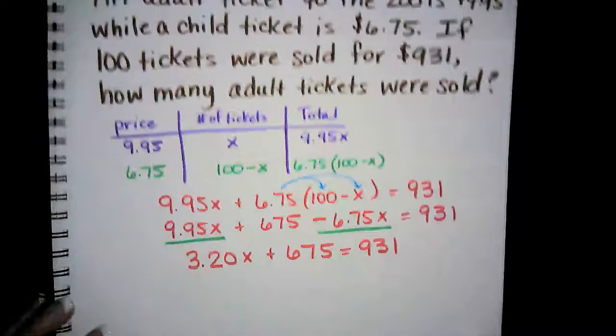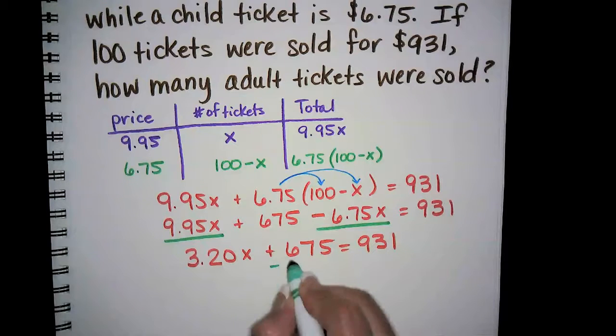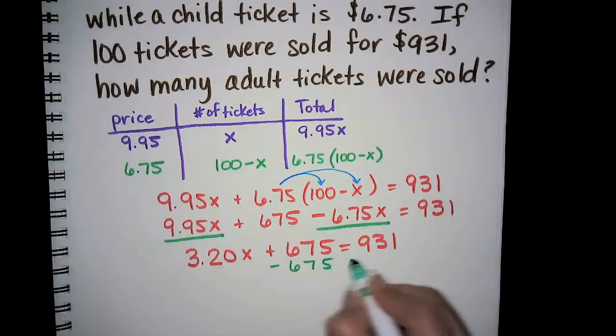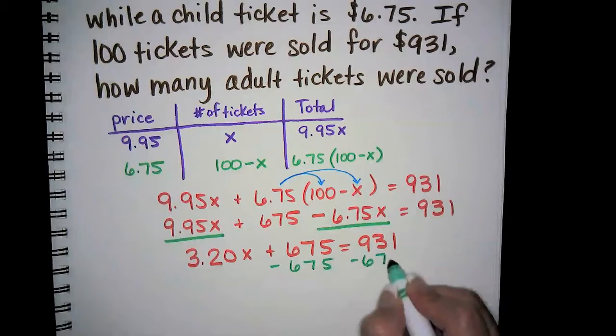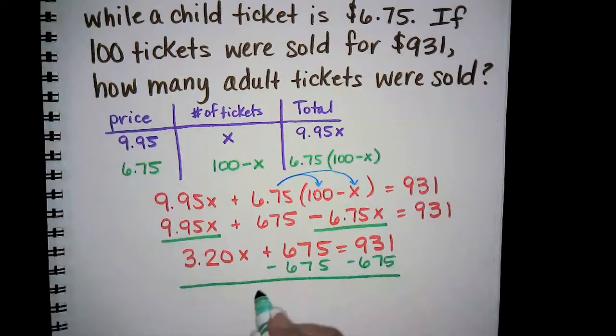All right, now I'm ready to start solving. You thought we were solving there, but actually this is where I start solving. I'm going to subtract the 675 from both sides. And that leaves me with the 3.20x. And that gives me, let's see, 931 minus 675 is 256.